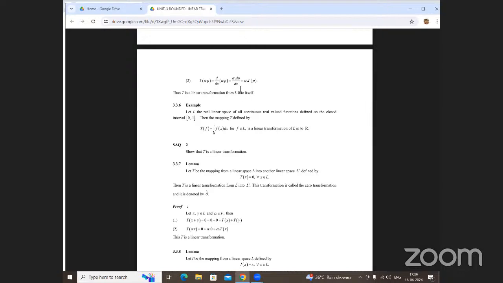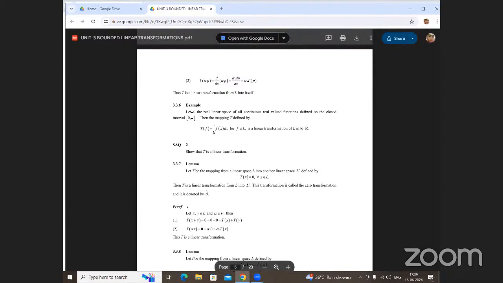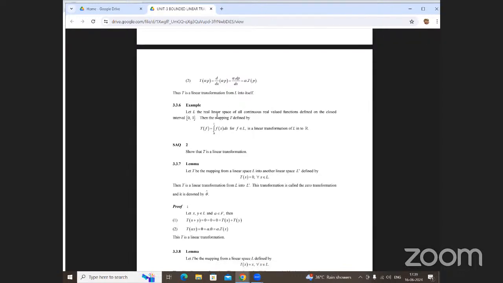Now, the differential operator is also a linear transformation, so see this example 3.3.5. Again 3.3.6: in the same manner, the integral transformation, the integral part, is also a linear transformation. So in the final examination, if you are asked to define a linear transformation T that maps L into L and L into R, then we prove that the differential part and the integral part are both linear transformations. So we have to prove 3.3.5 and 3.3.6; the same proofs are involved with respect to the given question.